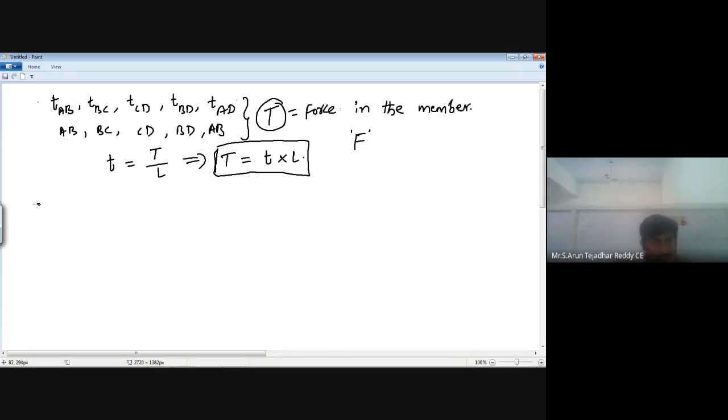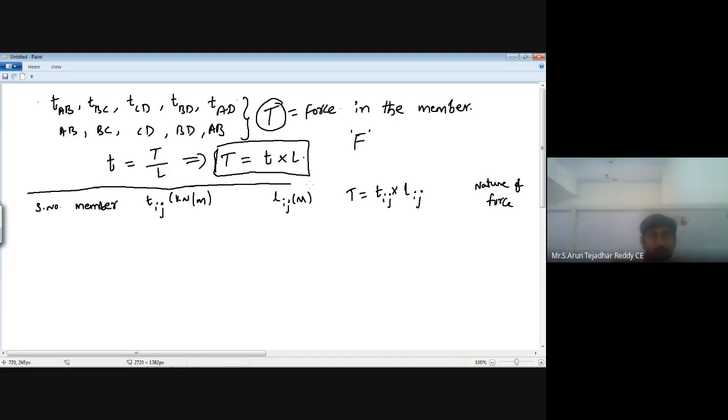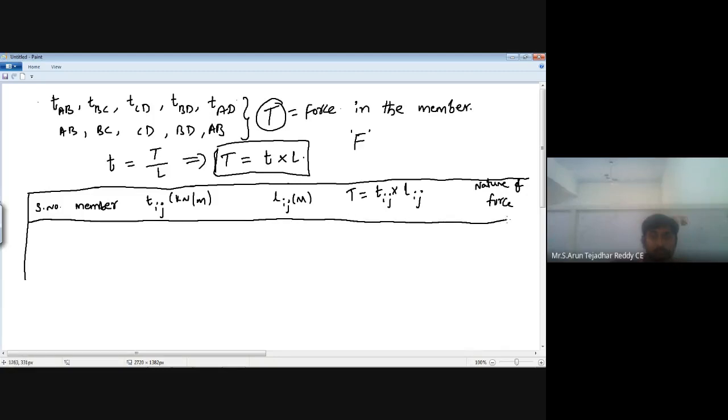Make it as one table. Serial number, member, Tij, that is kilonewton per meter, Lij, that is meter, capital T is equal to Tij into Lij, and nature of force. Members are AB, BC, CD, AD, BD.